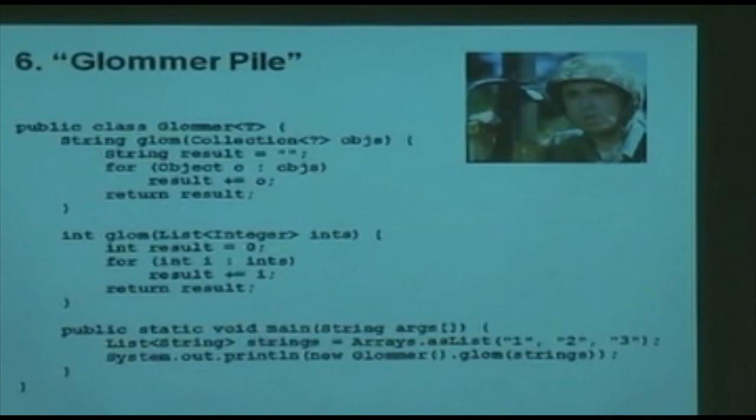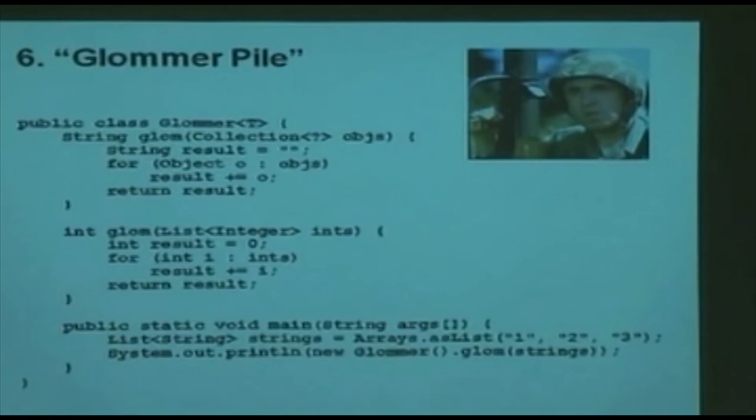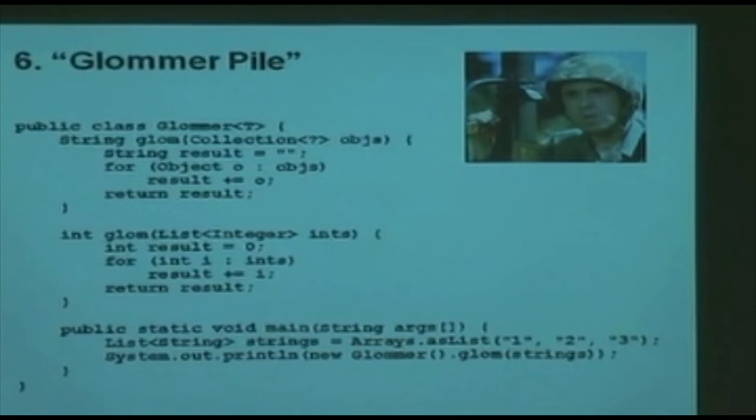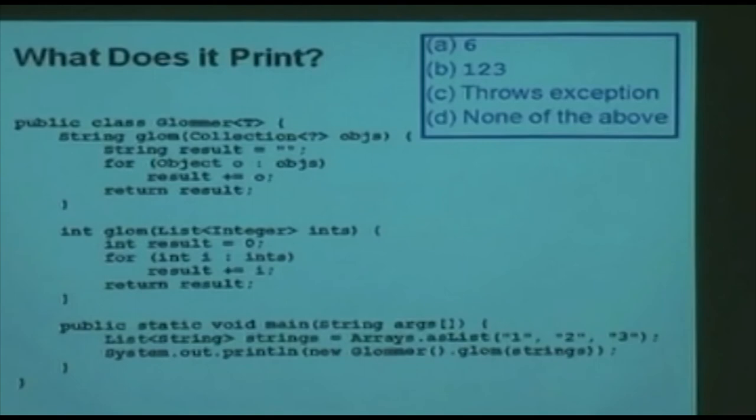All right, the next one is called Glomer Pile. Once again, it's about a show that was off the air before you were born. It's been glomming objects in the array, and we append those objects to the array. So this addition to a string is in fact doing string concatenation, and if a thing isn't a string, it's automatically going to call the toString method on it, right? So basically it's going to turn all of the contents of that array into strings, glomming them. Because it prints 6 somehow, actually interpreting these things as ints?